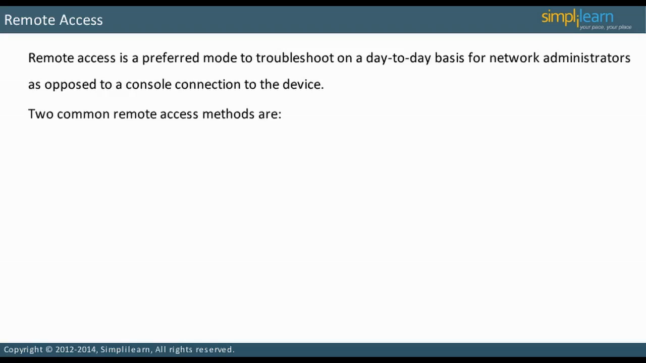The two most common remote access methods are Telnet and Secure Shell Protocol, SSH. Telnet uses TCP port 23. This is the default for virtual terminal VTY lines. SSH uses TCP port 22. It is preferred over Telnet because it is encrypted. Let us focus on remote access PC software in the next slide.